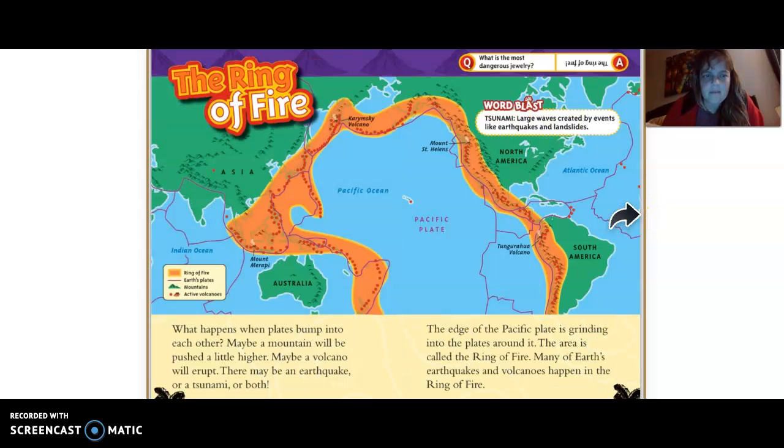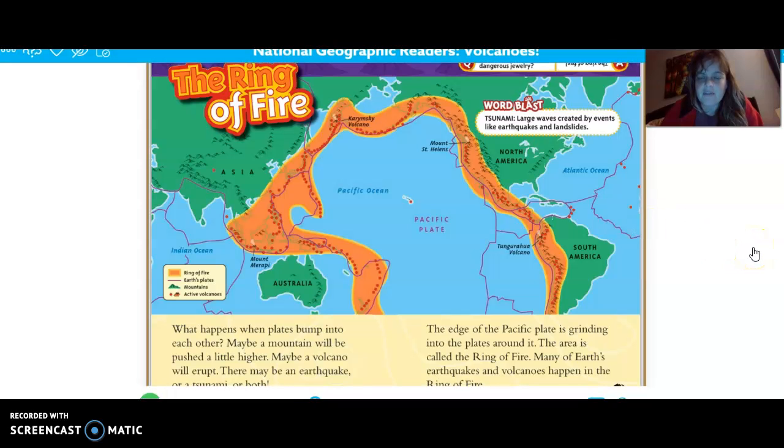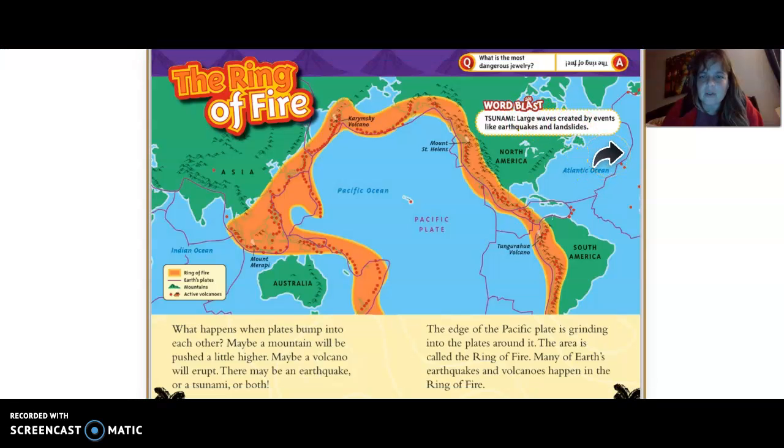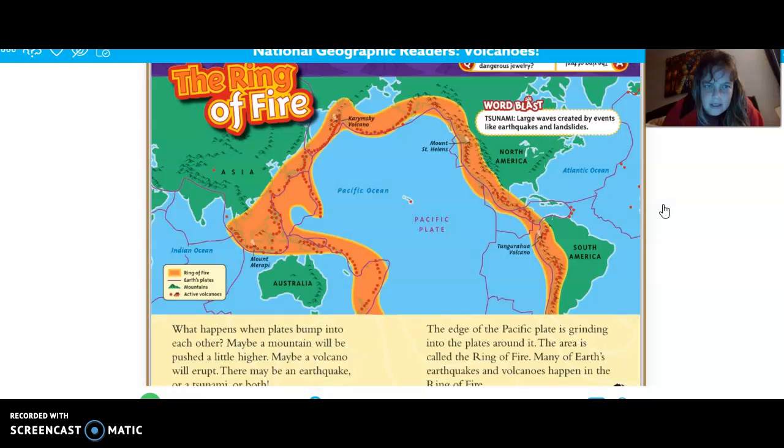Okay. The Ring of Fire. What happens when plates bump into each other? Maybe a mountain will be pushed a little higher. Maybe a volcano will erupt. There may be an earthquake or a tsunami or both. The edge of the Pacific plate is grinding into the plates around it. The area is called the Ring of Fire. Many of Earth's earthquakes and volcanoes happen in the Ring of Fire. I feel like we've talked about the Ring of Fire in class before. Tsunami, large waves created by events like earthquakes and landslides.